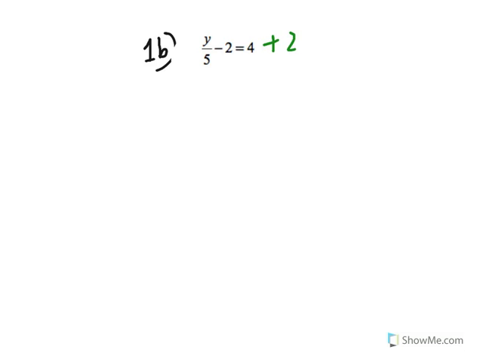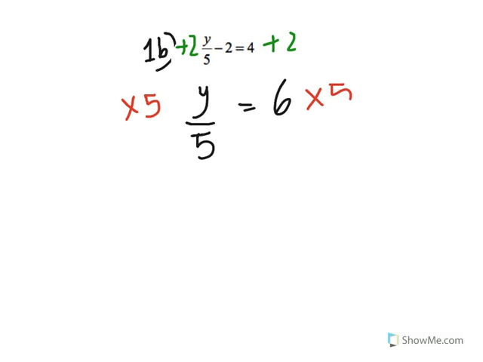So add 2, and you're going to get y over 5 is equal to 4 plus 2, which is 6. Then what you've got to do is multiply by 5 on both sides to calculate a value for y. And basically, 5 and 5 cancel to form 1. You're going to get y is equal to 6 times 5, which is nothing but 30.